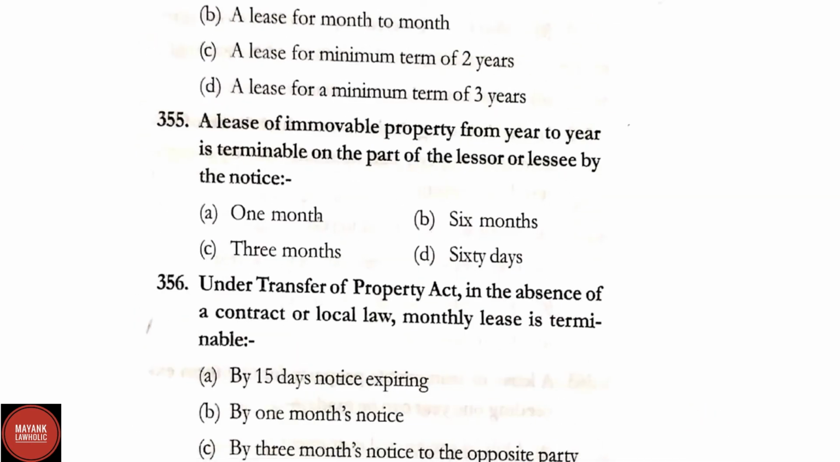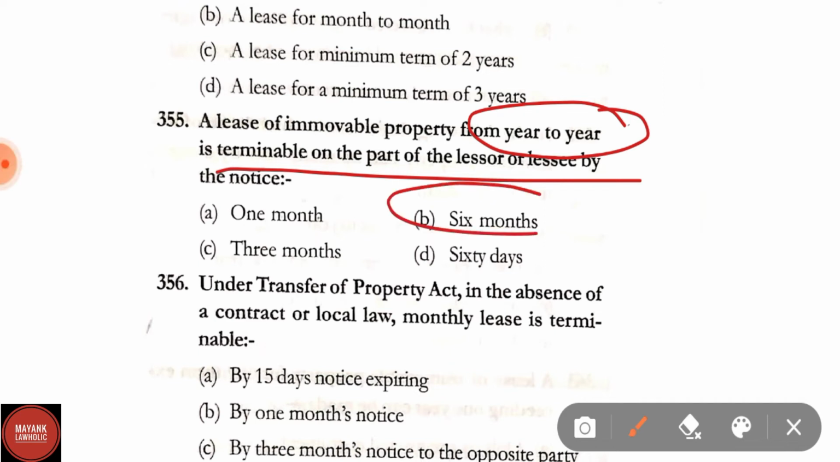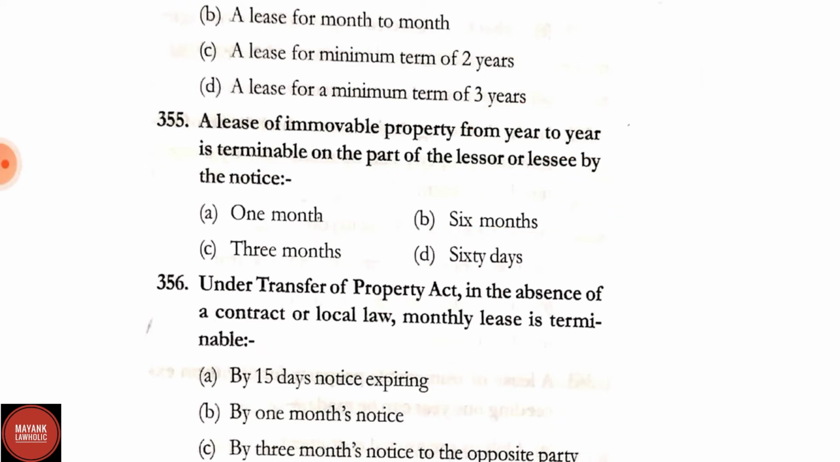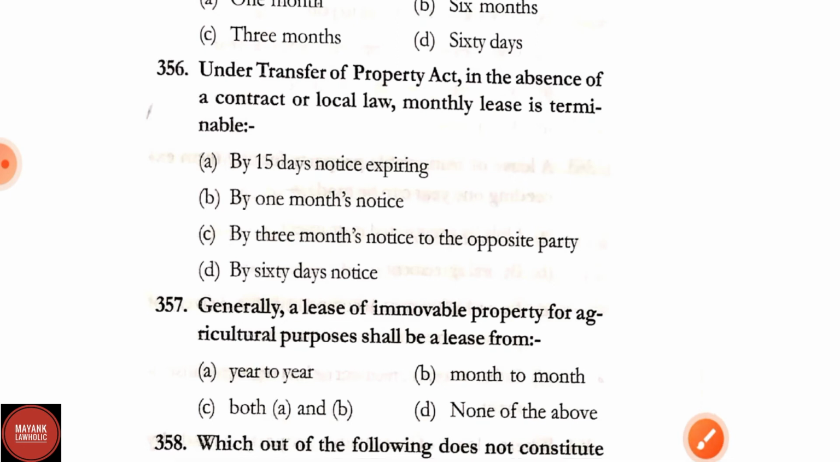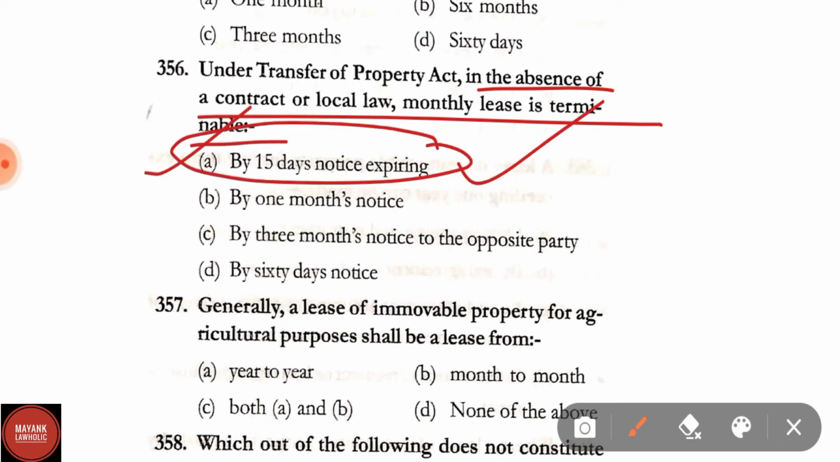Question number 355. A lease of immovable property from year to year is terminable on the part of the lessor or lessee by a notice of 6 months. Option B is the correct answer. Question number 356. Under the Transfer of Property Act, in the absence of a contract or local law, a monthly lease is terminable by 15 days' notice expiring. Option A is the right answer.